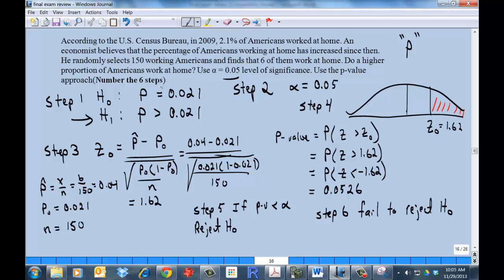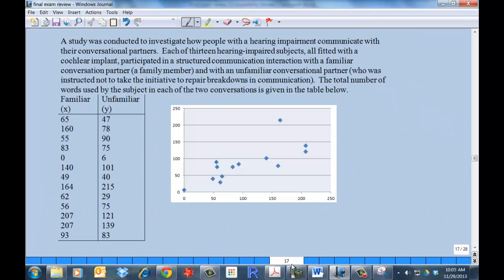Okay, so next question here, page 17. Looks like a linear regression type of question. It says a study was conducted to investigate how people with a hearing impairment communicate with their conversational partners. Each of 13 hearing impaired subjects, all fitted with a cochlear implant, participated in a structured communication interaction with a familiar conversation partner, a family member, and with an unfamiliar conversational partner, who also was instructed not to take the initiative to repair breakdowns in communication. And then we're kind of given what the data represent here. The total number of words used by the subject in each of the two conversations is given below.